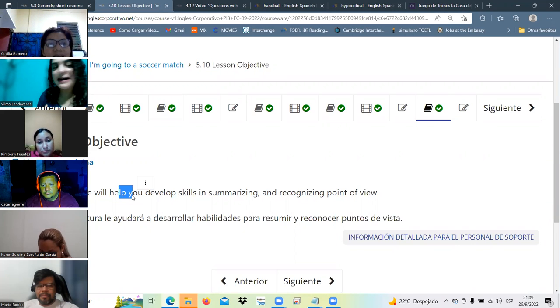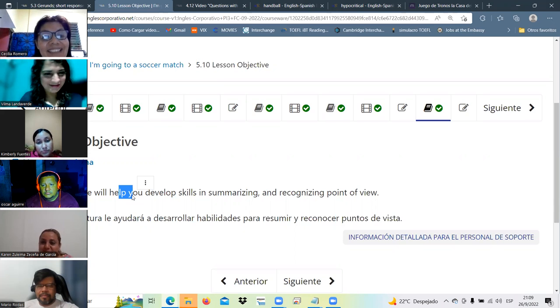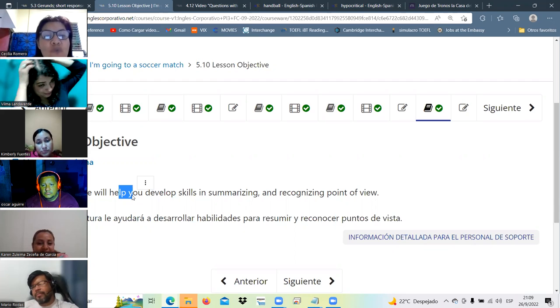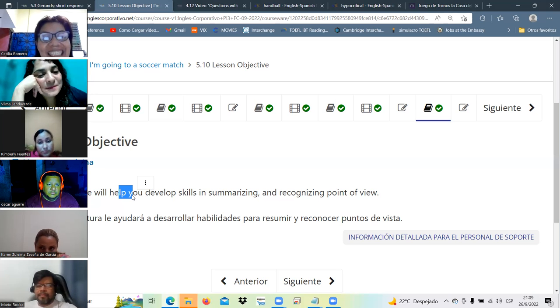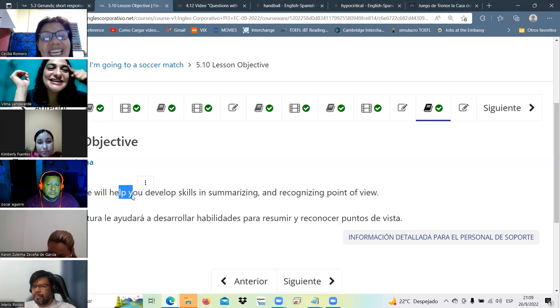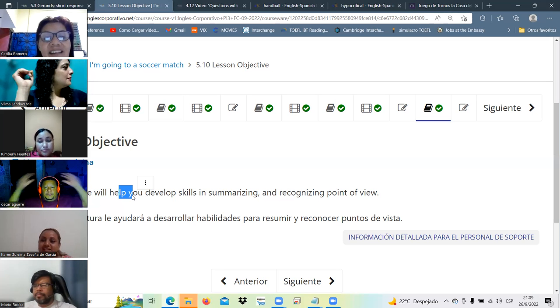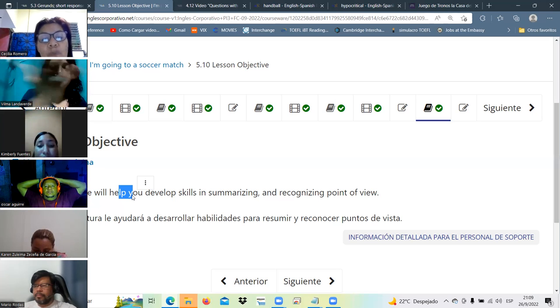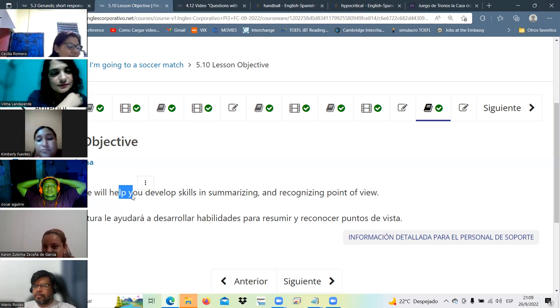Again. Más rápido. The reading exercise will help you develop skills in summarizing. Summarizing and recognizing point of view. Lo voy a anotar. All right.